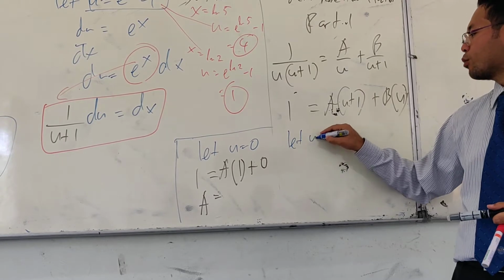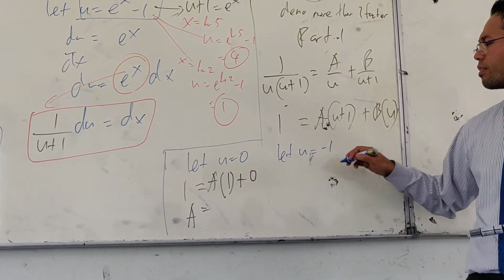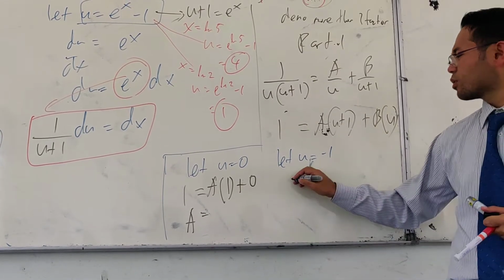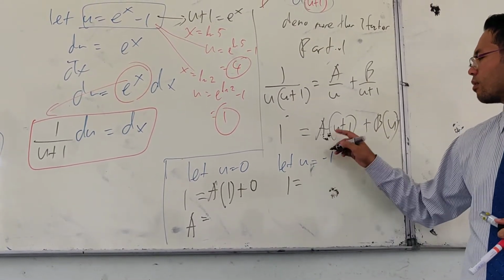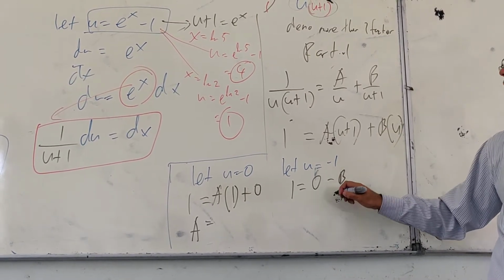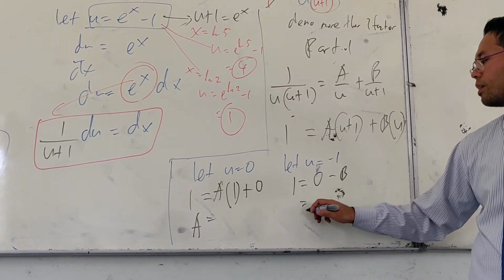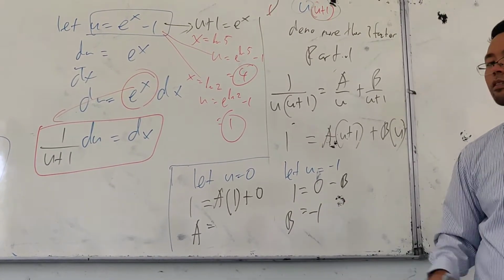The one is that u equals negative 1. So 1 equals 0 plus minus b, minus b. So b is negative 1.